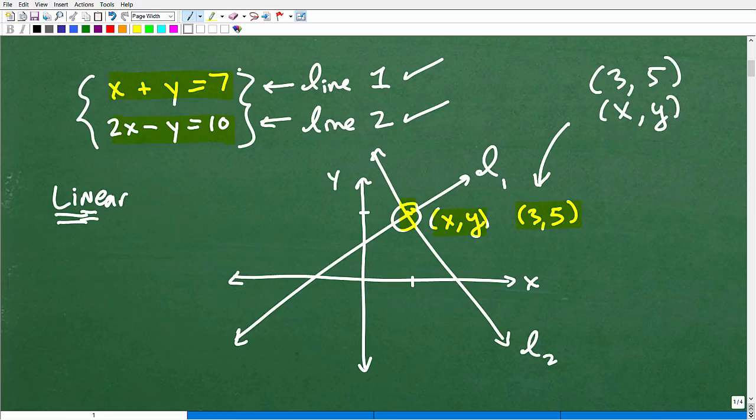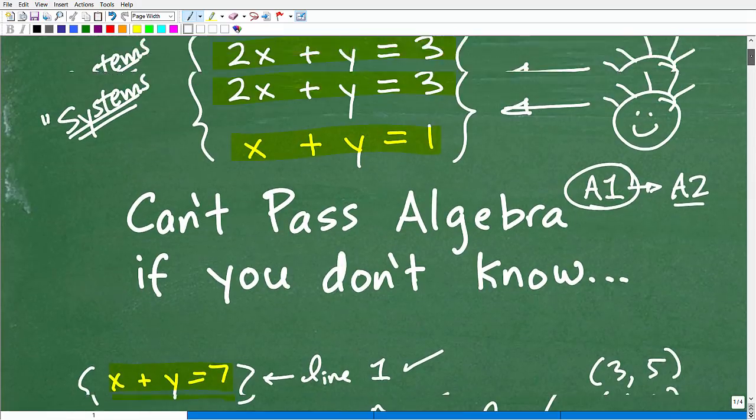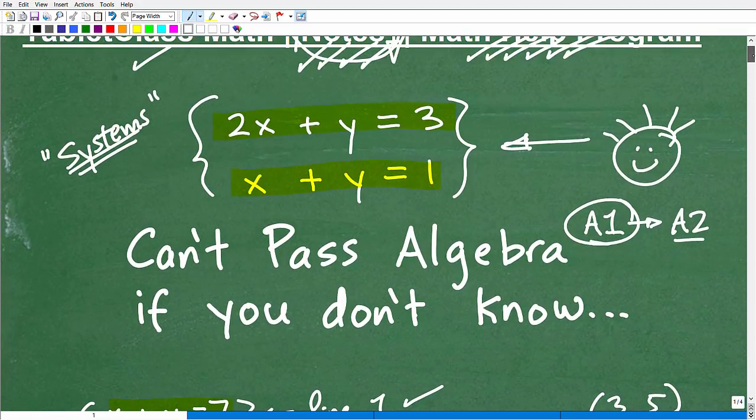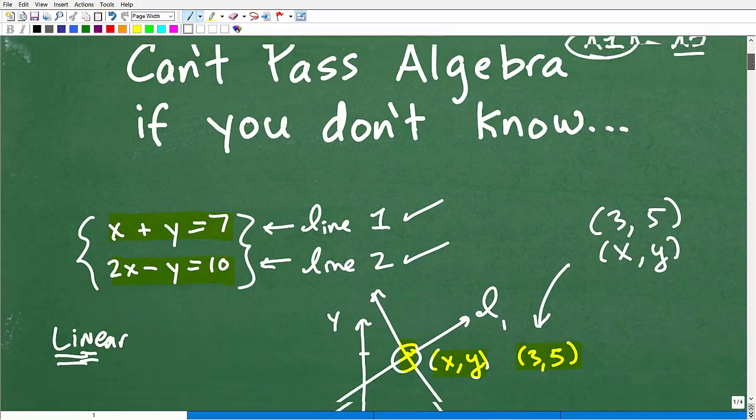So a linear system, as far as a visual model of it, is two lines, and we're looking for the intersection point between those two lines. That's a real basic way to understand two variable linear systems. And if you remember this is systems, that's pretty good. Now we just have to remember, do you know how to solve them?